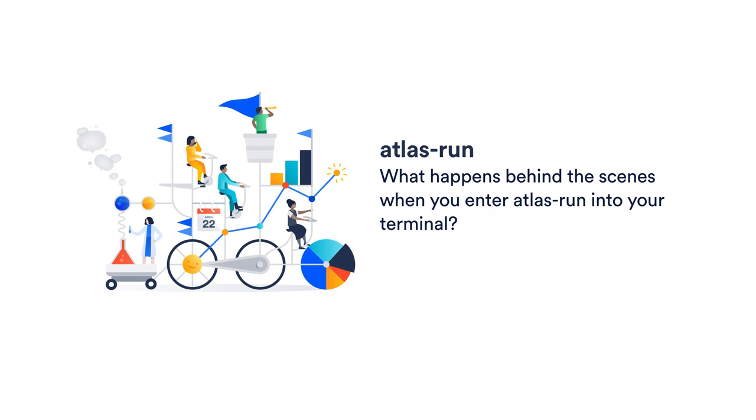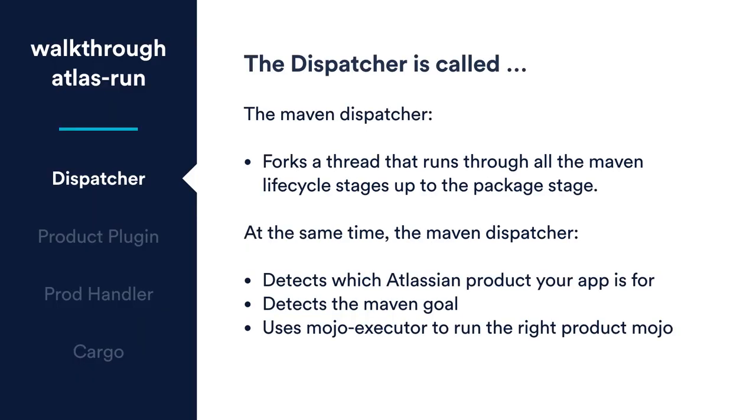I'm going to go through what's actually happening when you enter the Atlas Run command in the hope that you'll better understand how AMPS starts Jira. So when you enter the Atlas Run command into your terminal to run your plugin, the Plugin SDK calls the dispatcher, that's one of the plugins in AMPS, to build your plugin and start Jira. Let's walk through what happens. First, the Maven dispatcher forks a separate thread which runs through all the Maven lifecycle stages up to the package stage, resulting in a plugin jar being created, which will be very useful later.